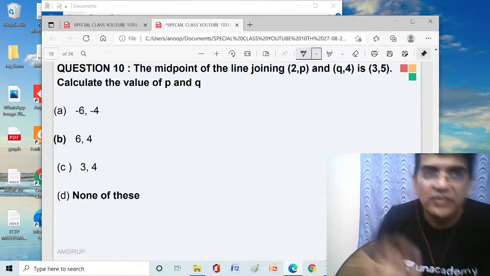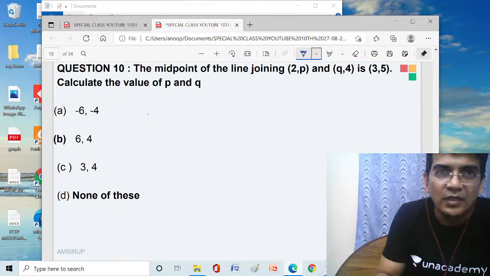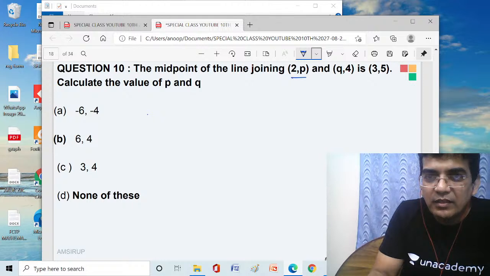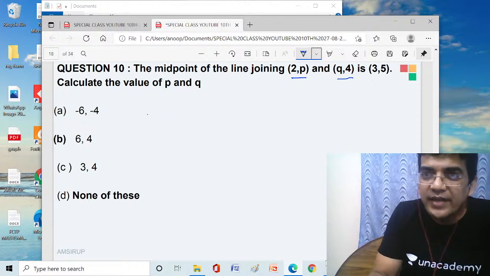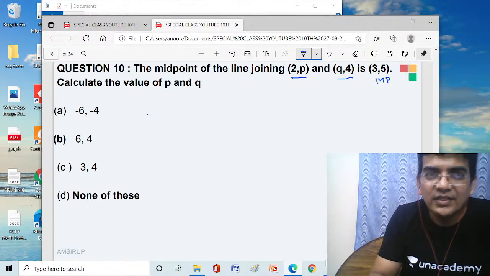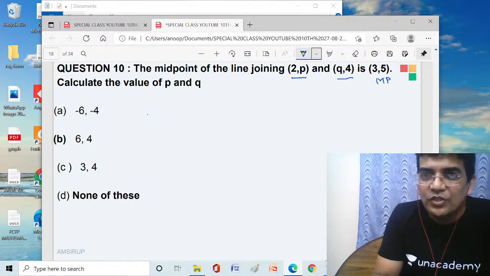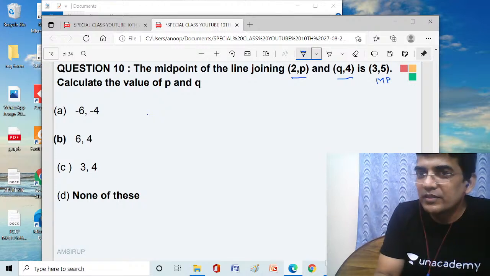The next question says the midpoint. The midpoint of the line joining. Now line is joining these 2 points, 1 and 2. So that means these two are the end points. These two are the end points. And this is the midpoint. See, the question says the midpoint of the line joining these two. So the line is joining these 2 points. So what you can say is that these 2 points are the end points of the line.